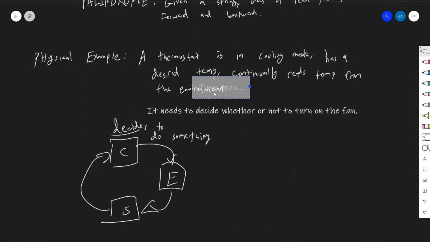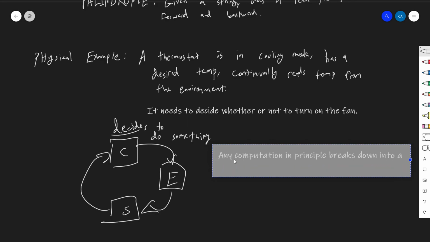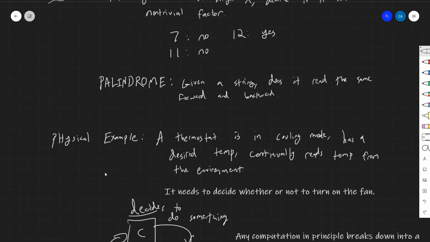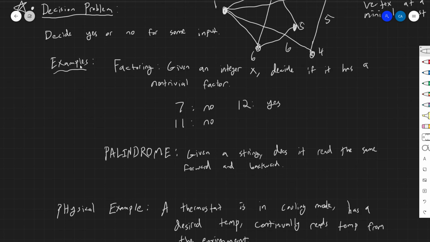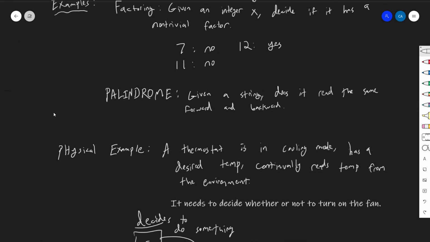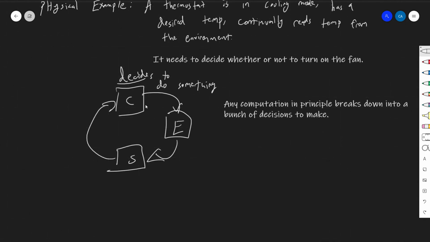So let me put it like that. Any computation, in principle, there's no way to really prove this, breaks down into a bunch of decision problems, a bunch of decisions to make. Thus, the study of decision problems is, in microcosm, the study of computability theory in general. And so we're going to focus very much on decision problems, and we're going to view them as mathematical objects. I think I'll stop the video and move on, and we'll continue talking about decision problems in the next one.